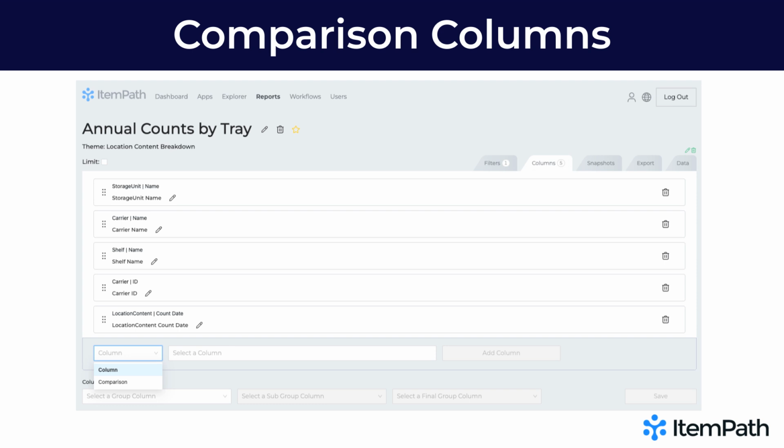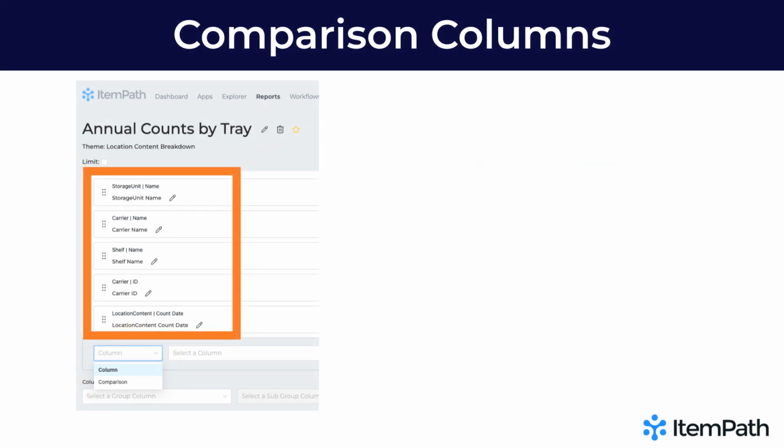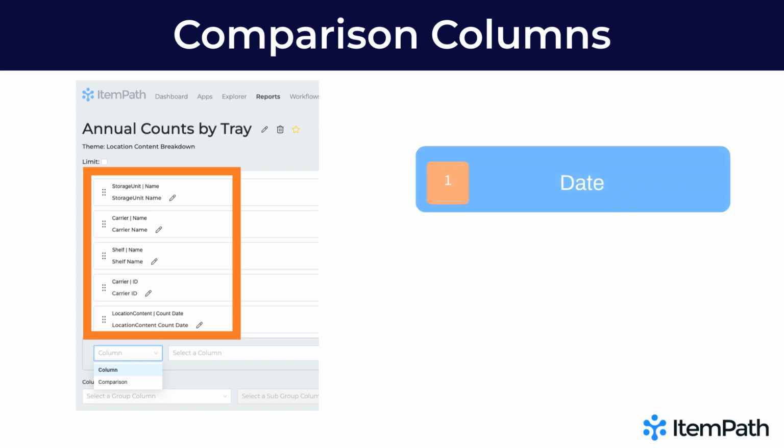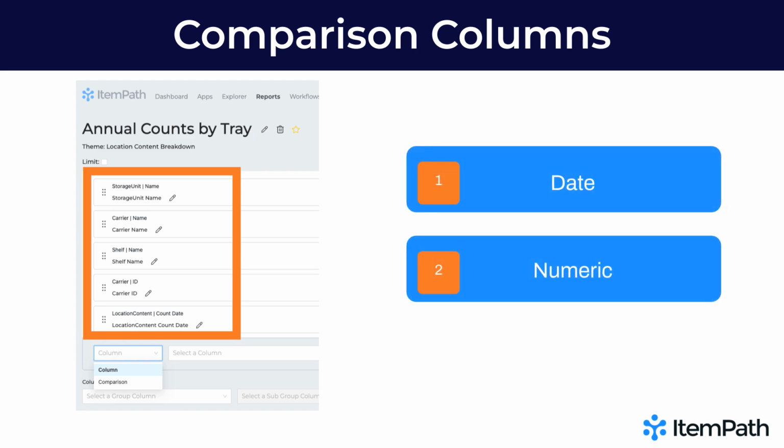In this video, we'll explore comparison columns. These allow you to perform mathematical operations between two different columns in your report to create a brand new value. To add a comparison, you must already have the base columns added to your report. Let's look at two ways to use this: date comparisons and numeric comparisons.